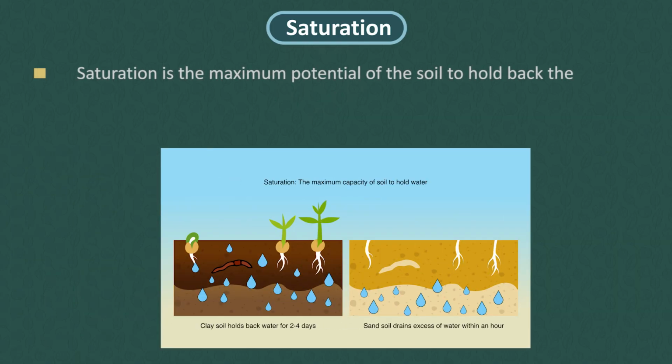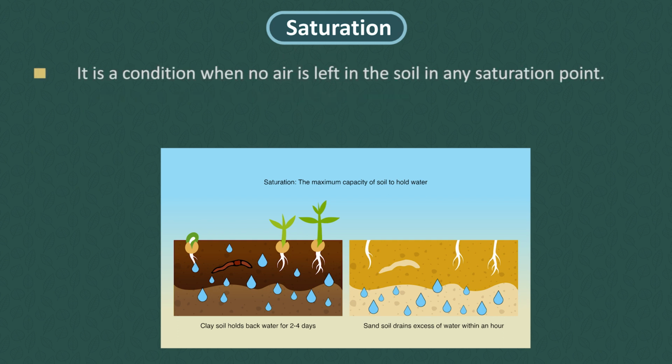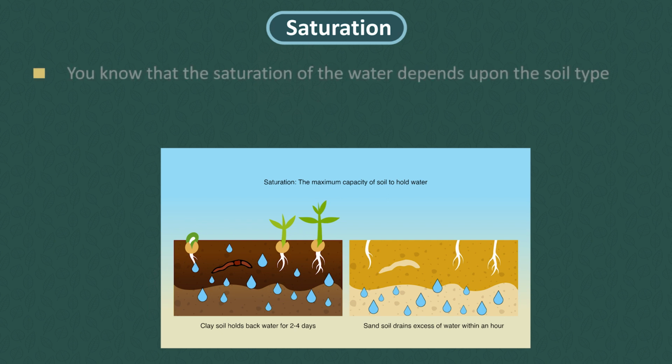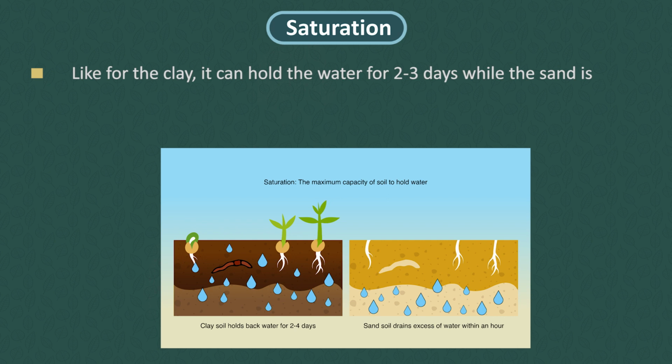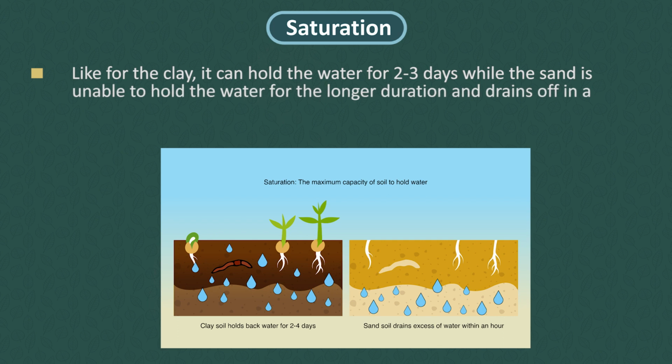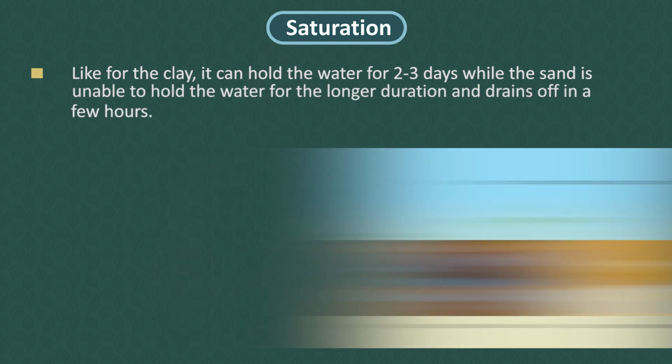First is saturation. Saturation is the maximum potential of the soil to hold back water, or the maximum water holding capacity. It is a condition when no air is left in the soil at the saturation point. Student, you know that the saturation of water depends upon the soil type. Clay can hold the water for 2 to 3 days, while sand is unable to hold the water for a longer duration and drains off in only a few hours.